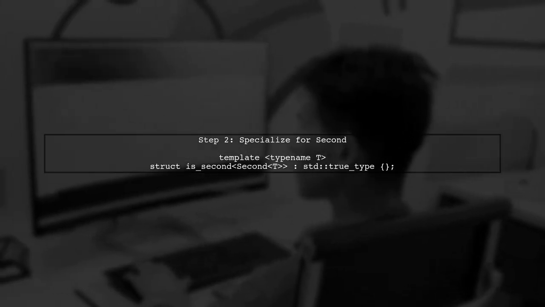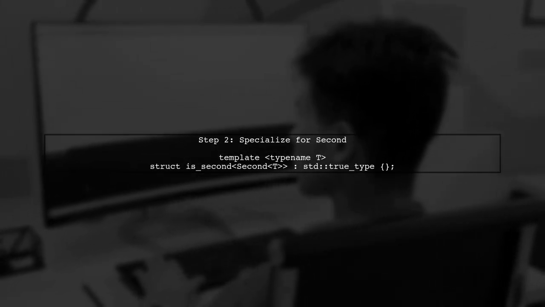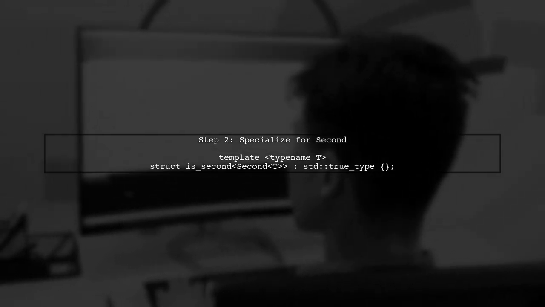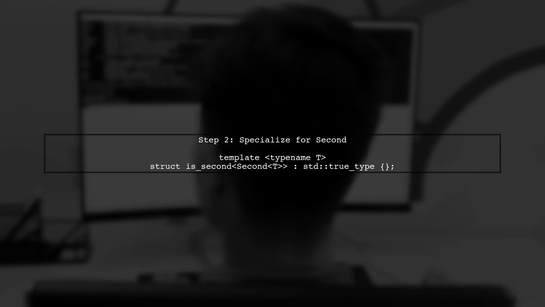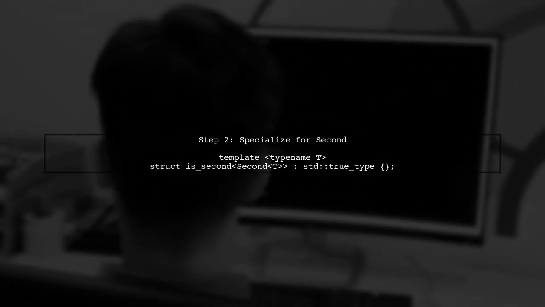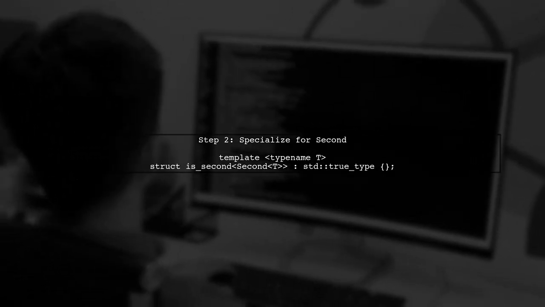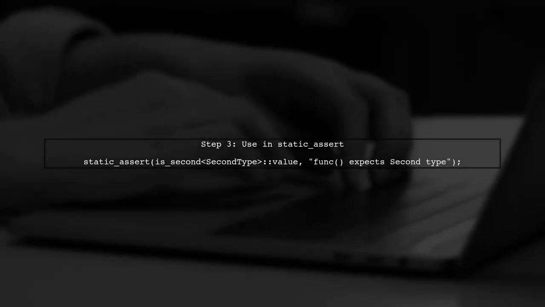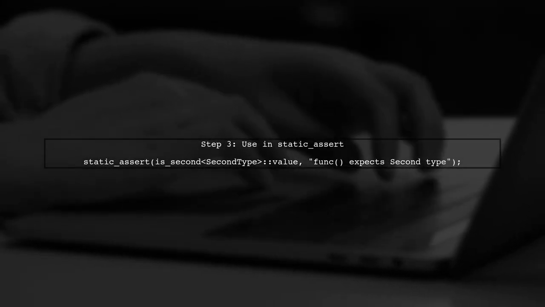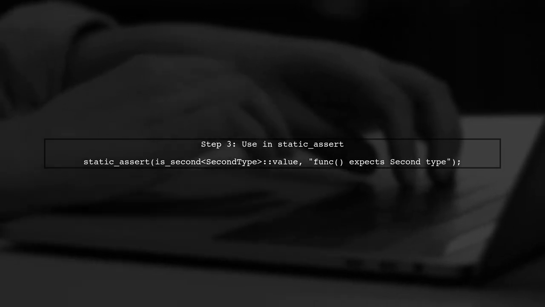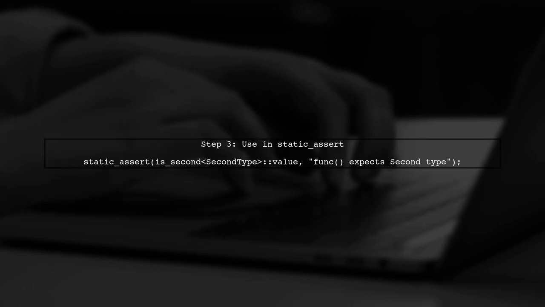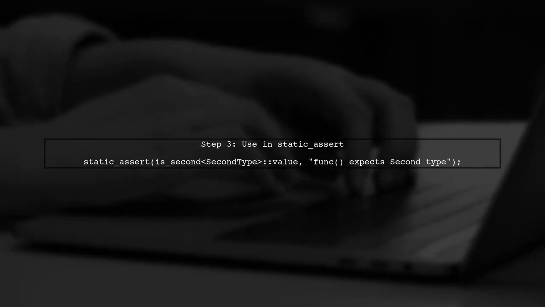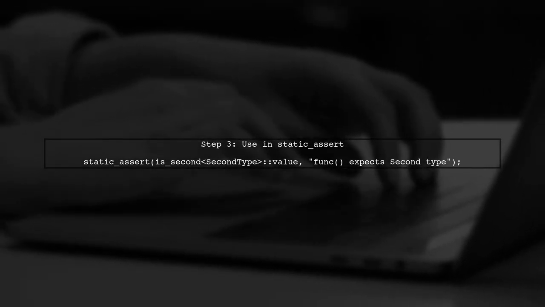Next, we will specialize this template for our specific case, which is the second template class. This specialization will allow us to check if a type is indeed an instance of second. Now we can use this type trait in our static assert statement within the function. This will ensure that the function only accepts types that are instantiations of the second template.